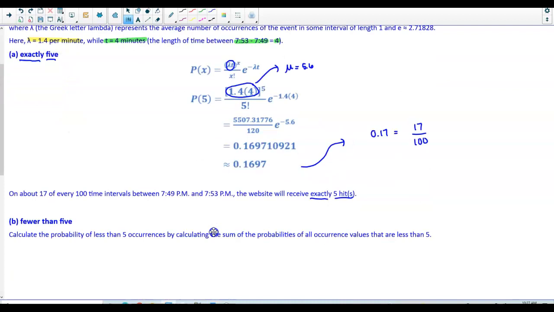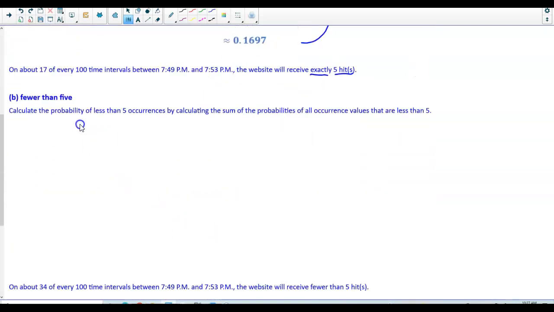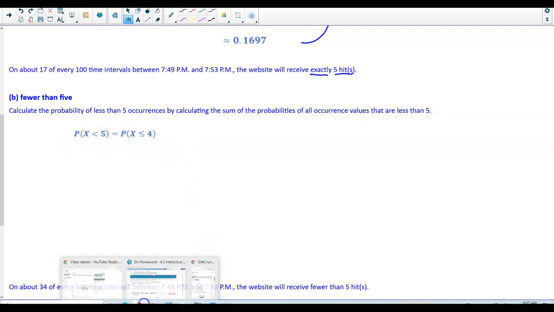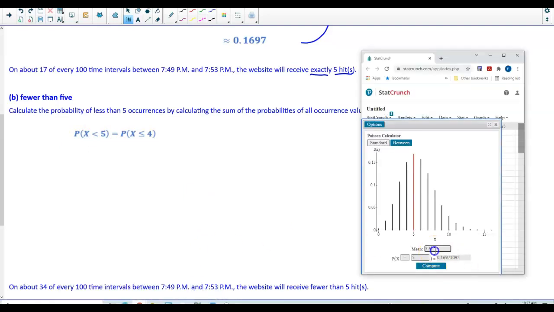Next, we want to calculate where it says fewer than 5. We calculate the probability of less than 5 occurrences by calculating the sum of the probabilities of all occurrence values that are less than 5. So we would say the probability of x being less than 5. Let's go ahead and do that on StatCrunch. We know our mean is going to stay at 5.6. Now we're going to say less than 5. Remember, less than 5 is the same thing as less than or equal to 4 in our problem. So we're going to select compute, and then you can see what we get for our probability.